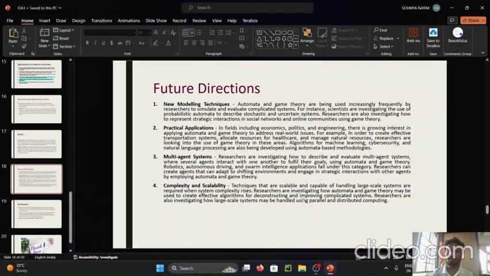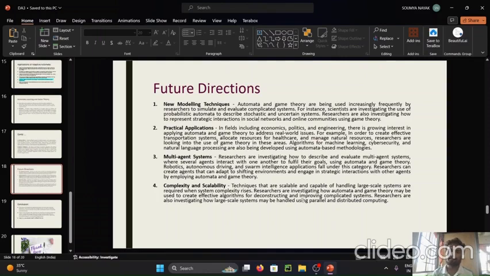Talking about practical applications, in the fields of economics, politics, and engineering, there is growing interest in applying automata and game theory to address real-world issues. For example, in order to create effective transportation systems, allocate resources for healthcare, and manage natural resources, researchers are looking into the use of game theory in these areas. Talking about multi-agent systems, researchers are investigating how to describe and evaluate multi-agent systems where several agents interact with one another to fulfill their goals. Using automata and game theory, robotics, autonomous driving, and swarm intelligence applications fall under this category.